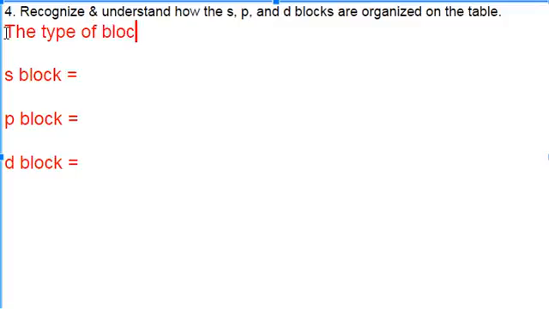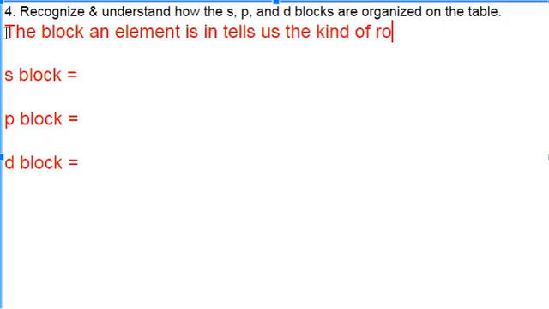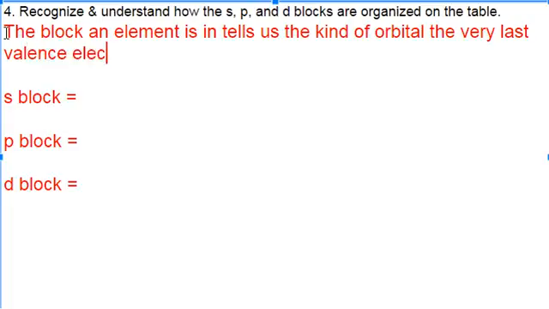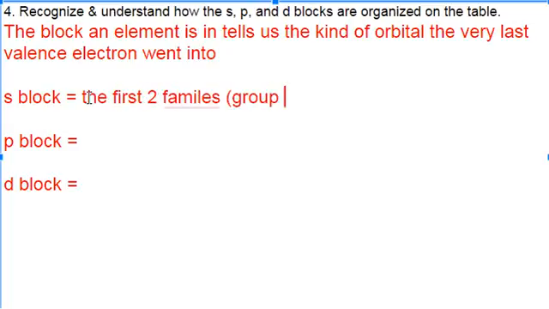So the type of block an element is in tells us the kind of orbital the very last valence electron went into. So S block, how many s orbitals can there be in any energy level? How many orbitals? Just one, right? So how many electrons could go into an s orbital? Two. So we only need two rows, two families, two groups for the s block. So it's the first two families. So group 1 and 2.